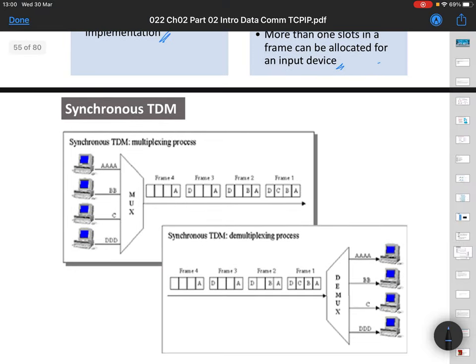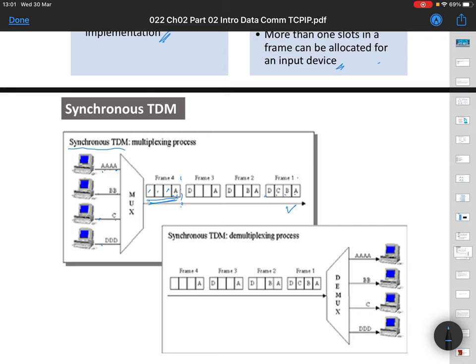Okay, so in this case, example of synchronous, like the first one just now, A B B C D D D. For synchronous TDM, we have each of these, there are 4. But this one doesn't have it. It takes this one first, A. This one not there, this one not there, this one not there. So A only. Oh, this one first, this one first. So this one comes in first, A, B, C, D. A, B, C, D. Frame 1.